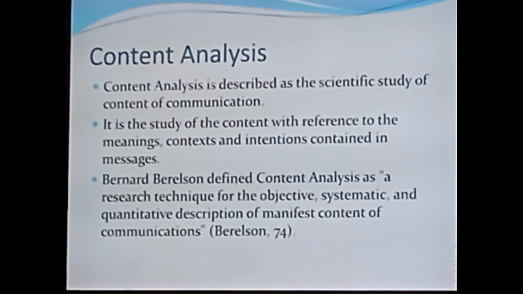People are also doing qualitative content analysis, where they go with the latent content: why certain symbols are being used and what the purpose of that is. They go beyond, asking why certain things are used in a field. That can also be done, but mostly we go with quantitative content analysis, the quantitative description of the manifest content of communications.